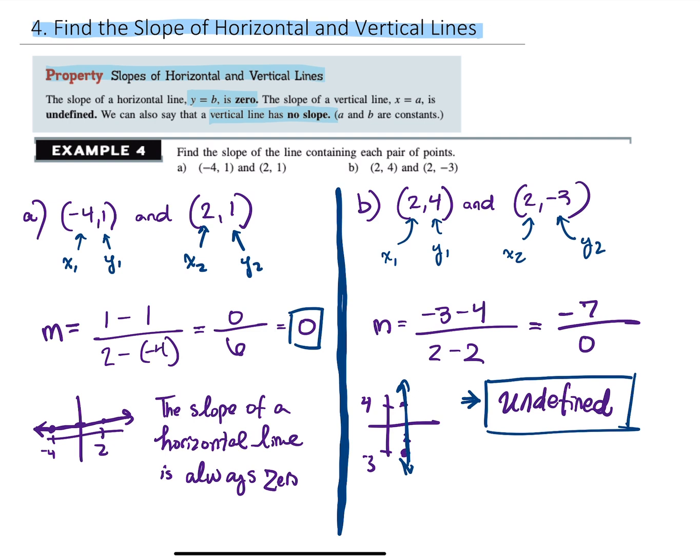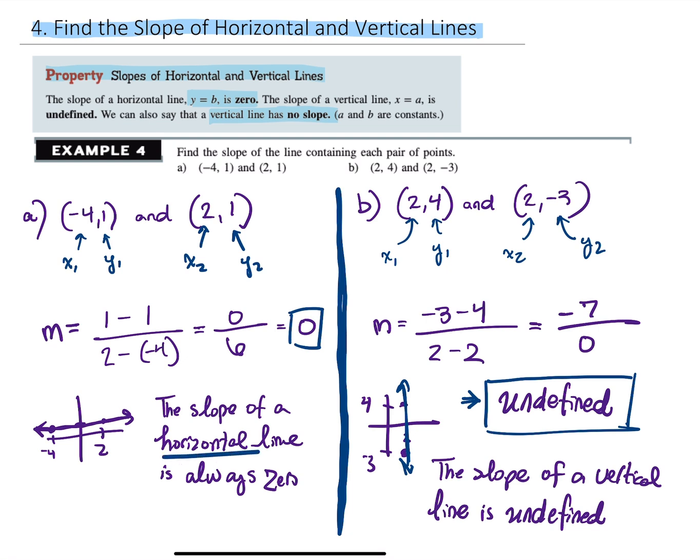So we get that property. We can say the slope of a vertical line is always undefined. So horizontal lines, the slope is 0. Vertical lines, the slope is undefined.